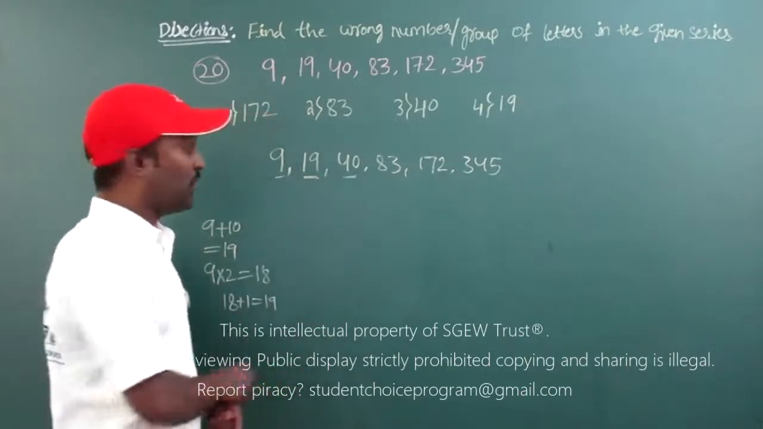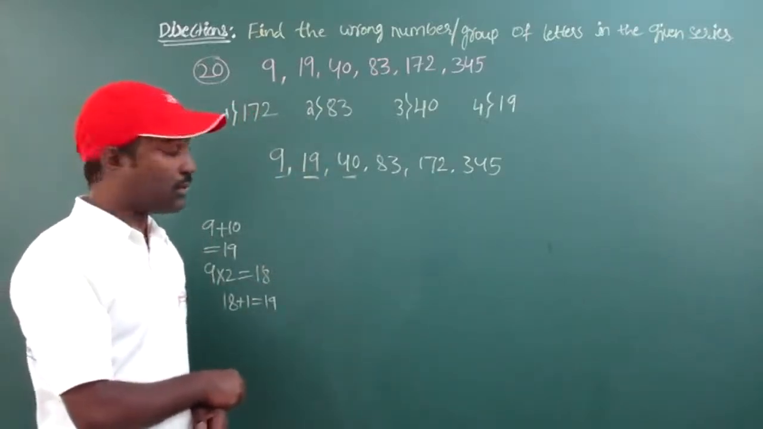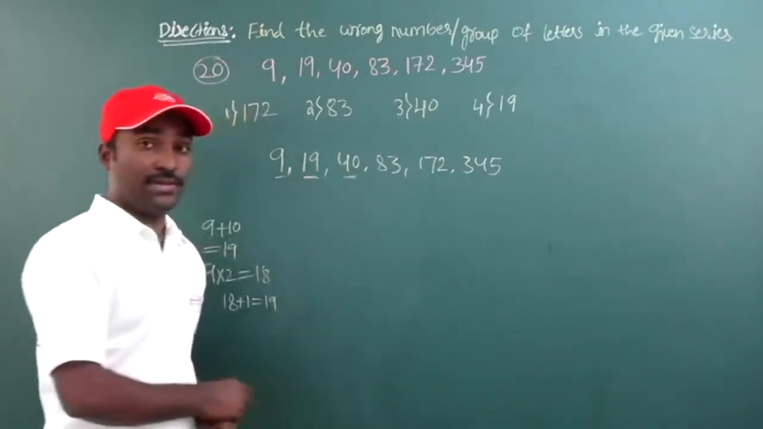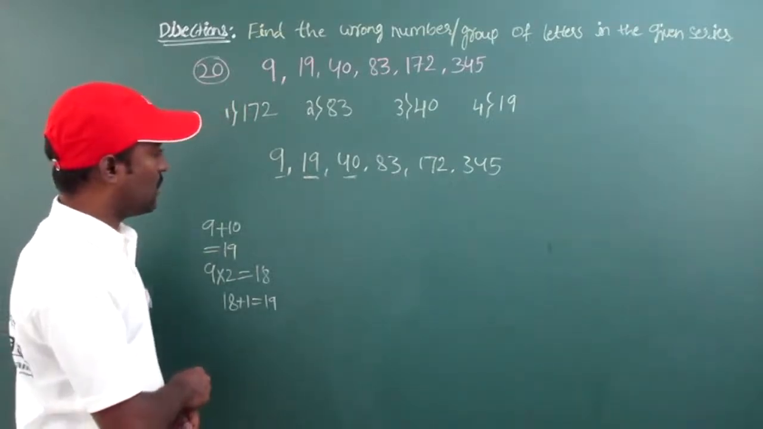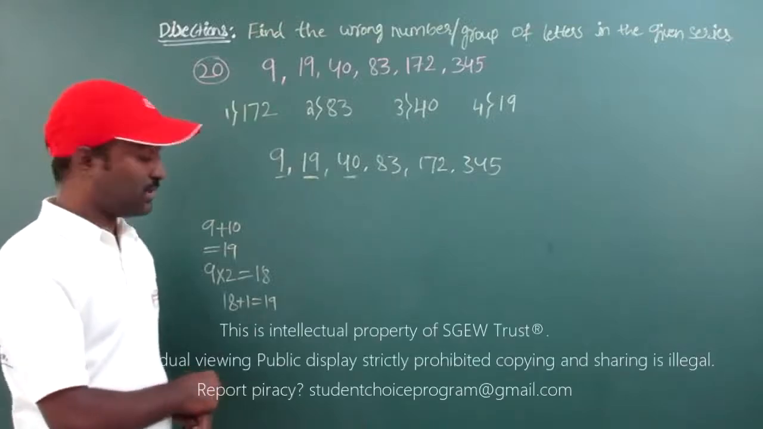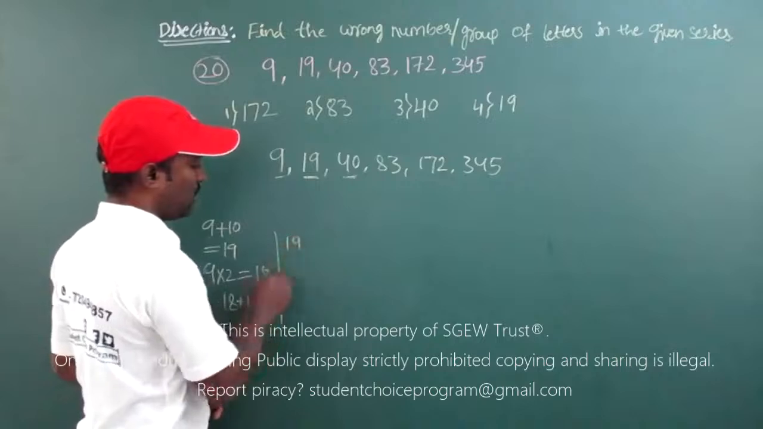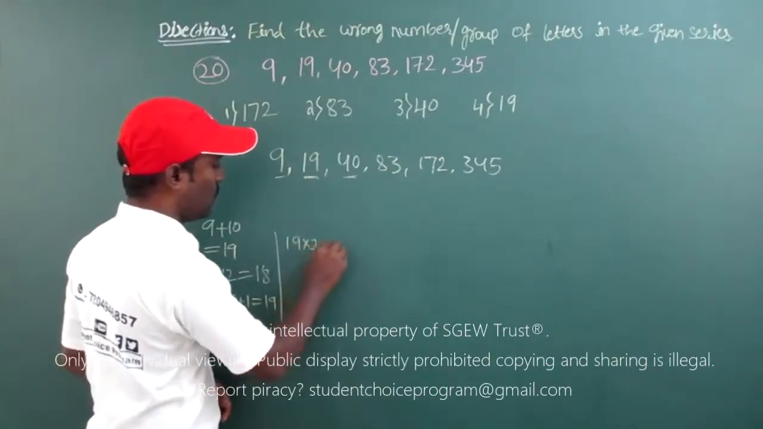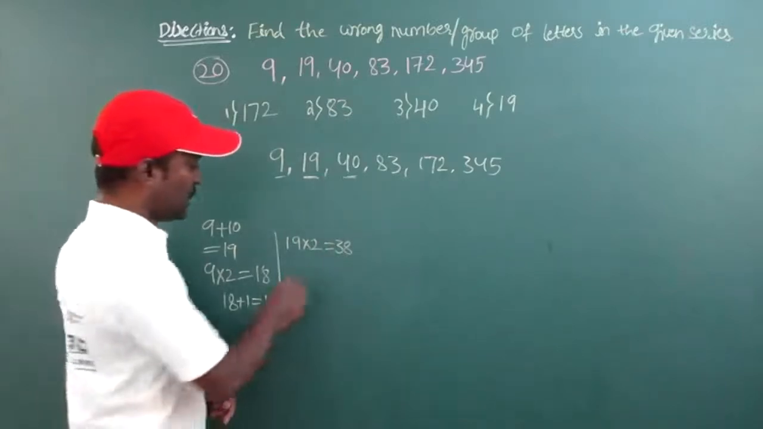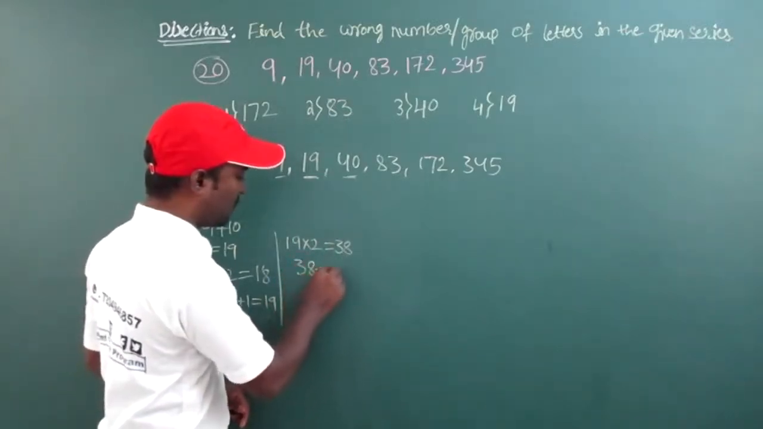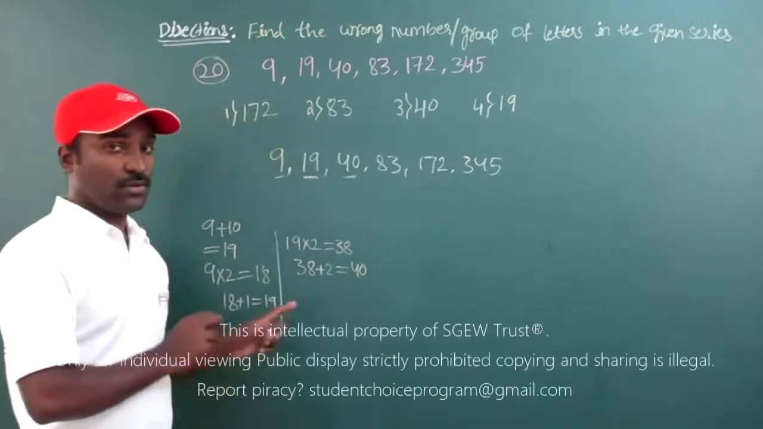How can I get 40 by using 19? One way is what I will do: 19 into 2 is 38. 38 plus 2 will give me 40. So this is one way.